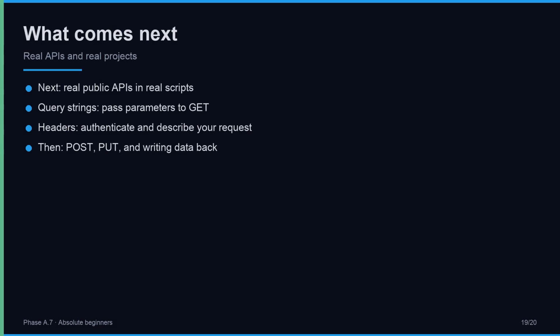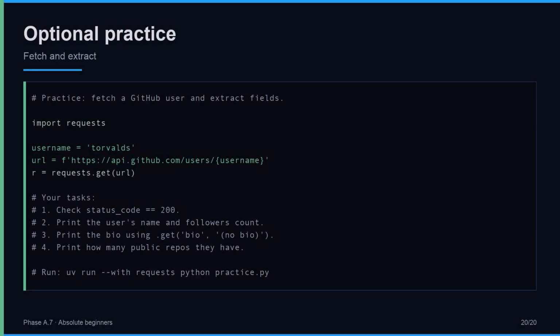Now that you can fetch and read API data, the next lessons open up the wider world. You will call real public APIs, weather, books, country data, and build small scripts that answer real questions. You will learn to pass query string parameters to refine your GET requests, and to send headers for authentication when an API requires a key. After that, you will learn POST and PUT, sending data back to create and update resources. The network chapter is just beginning, and you already have the core skills to read what comes back.